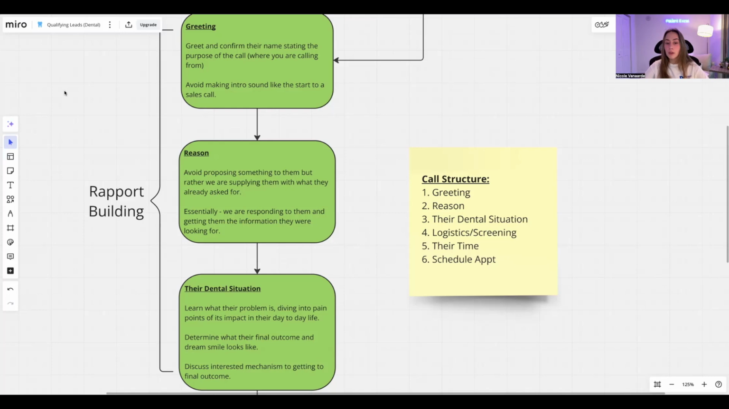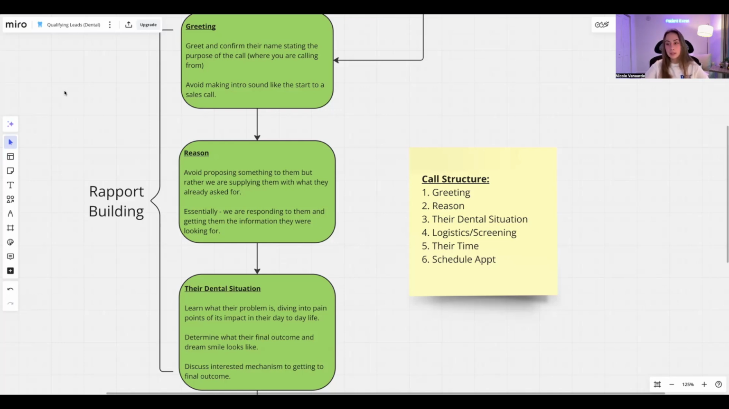So you want to let them know that you're responding to their inquiry and you're here to provide the information that they requested. This ultimately frames the conversation as helpful and what they asked for, rather than as being pushy, which could be how you frame the conversation if you were to say something along the lines of, "Hey, just wanted to get in contact with you to talk about some dental treatment."